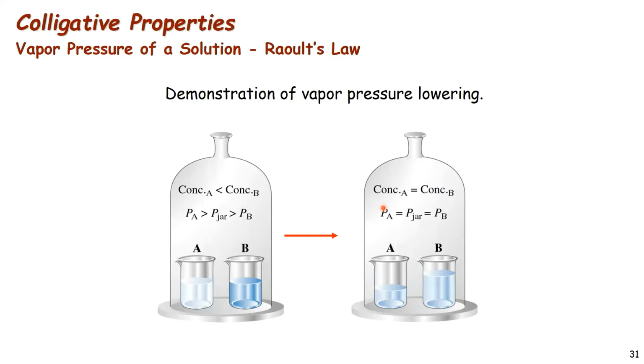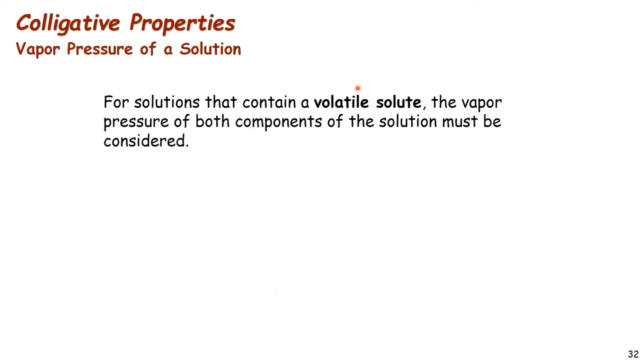So for example, if I make a solution of ethanol in water, and ethanol is my solute, well, pure alcohol, pure ethanol will evaporate. In fact, it evaporates quicker than water. So it's a very volatile solute. And so for volatile solutes, the pressure of the solution, the mixture, has got to be the sum of the vapor pressure of both the solute and solvent.